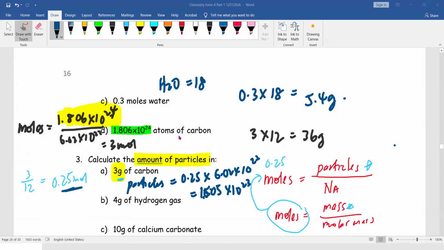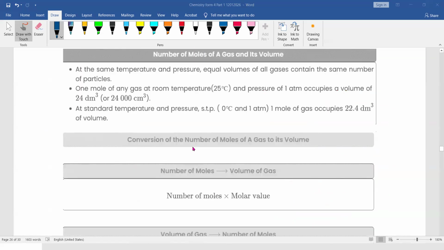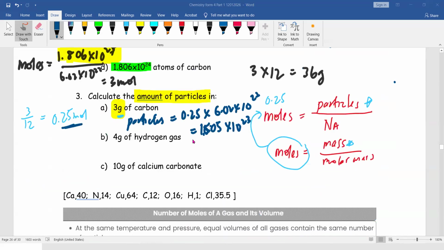Okay. Why are you laughing? It's the same formula. Okay, get it or not? Get it? Okay.